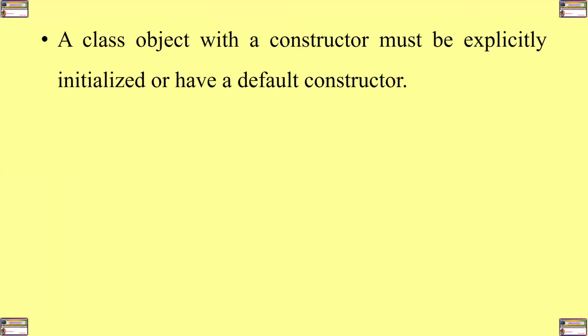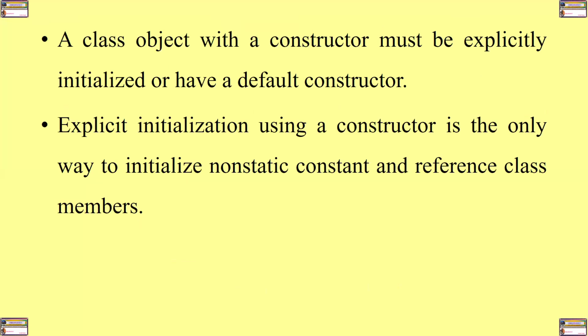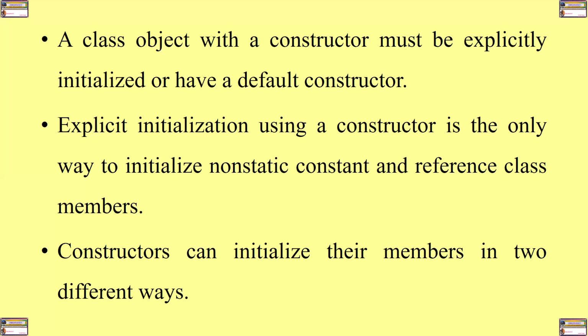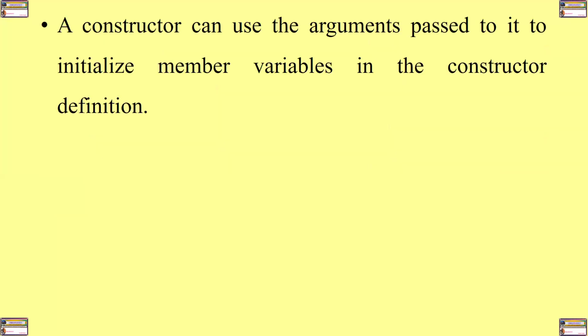A class object with a constructor must be explicitly initialized or have a default constructor. Explicit initialization using a constructor is the only way to initialize non-static constant and reference class members. Constructors can initialize their members in two different ways. The first: a constructor can use the arguments passed to it to initialize member variables in the constructor definition.